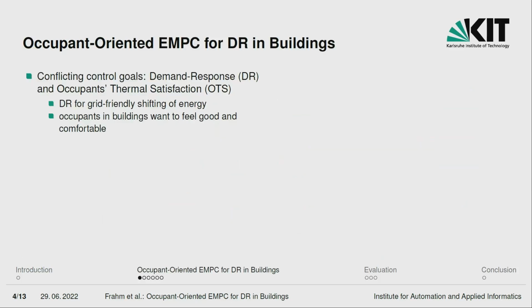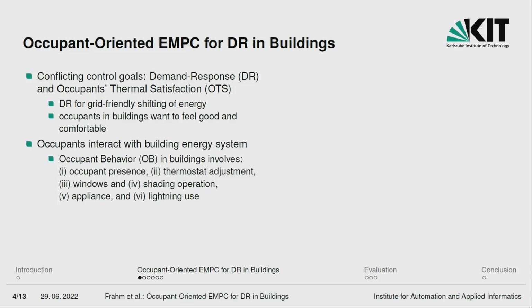On the one side, we want to shift energy with demand response. On the other side, occupants and buildings want to feel good, comfortable. Occupants interact with the building energy system, and occupant behavior in buildings involves the presence of occupants, adjustment of thermostats, operation of windows and shadings, and the use of appliances and lighting.